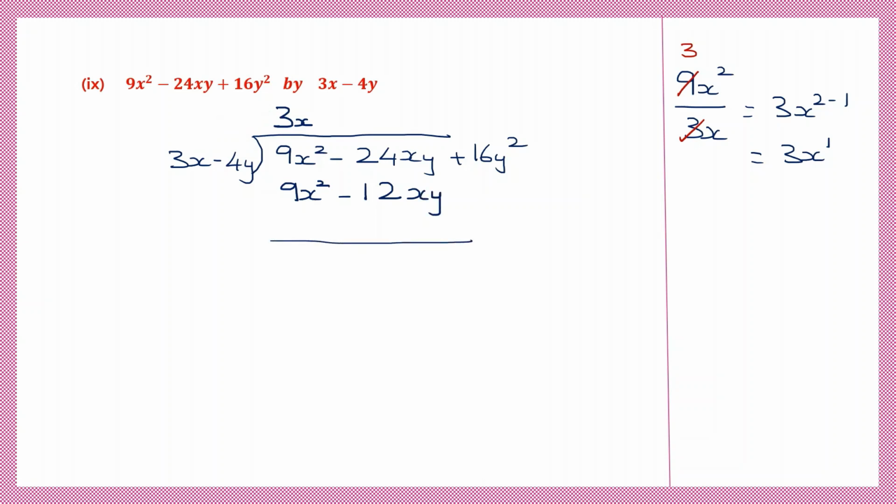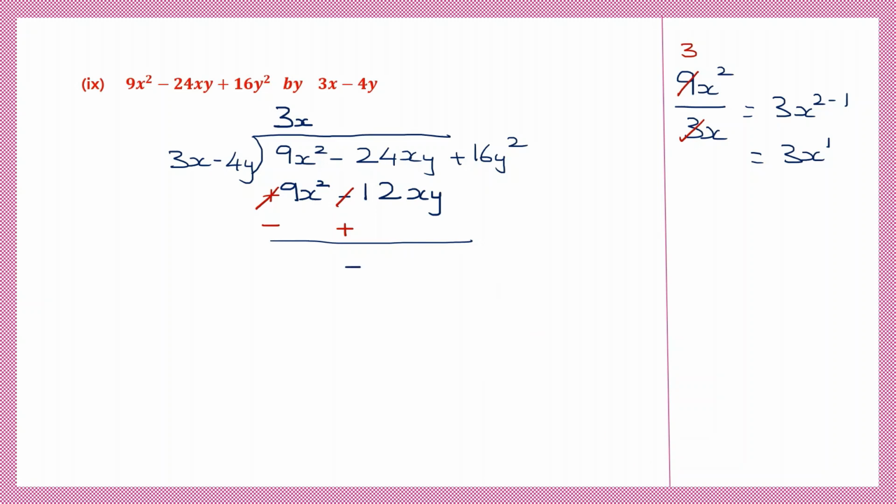Now let's subtract. So this is plus, which will become minus, and minus will become plus. So now let's work on this first part. This is minus 12, minus 24, and plus 12. Signs are different, so let's put the sign of the bigger number.